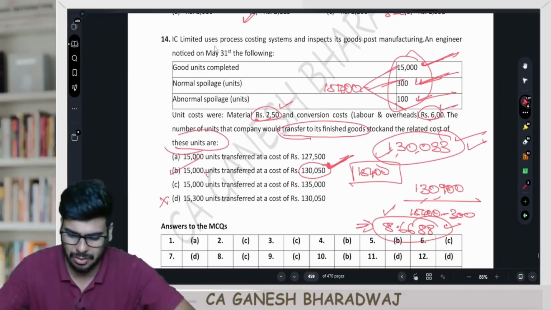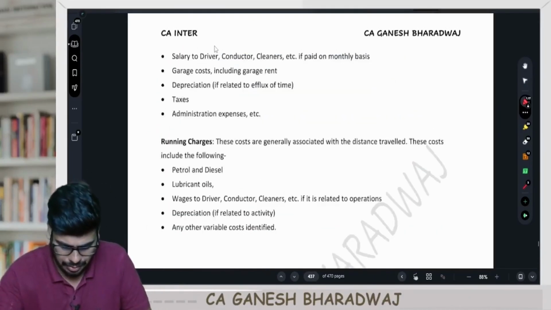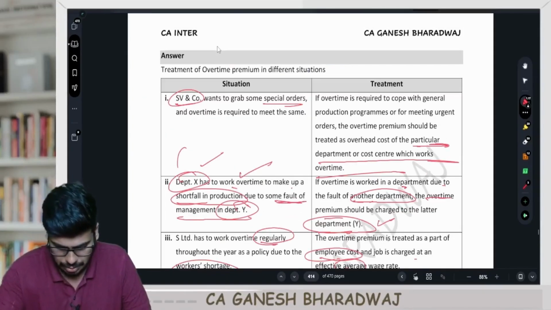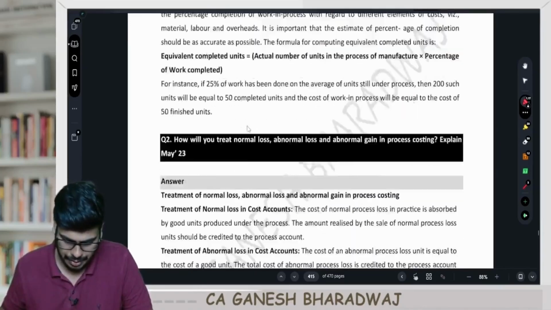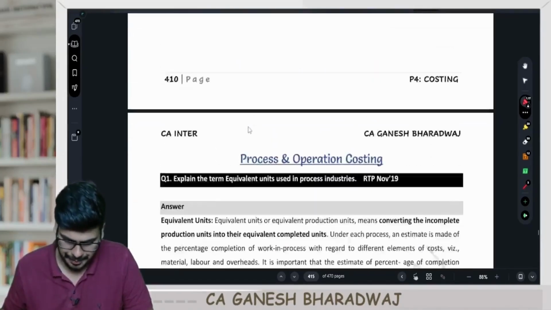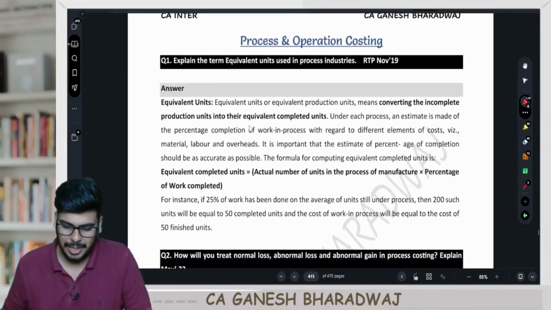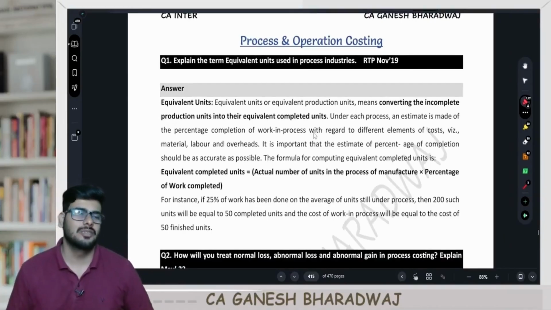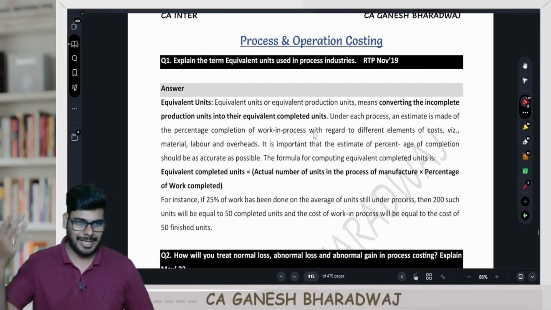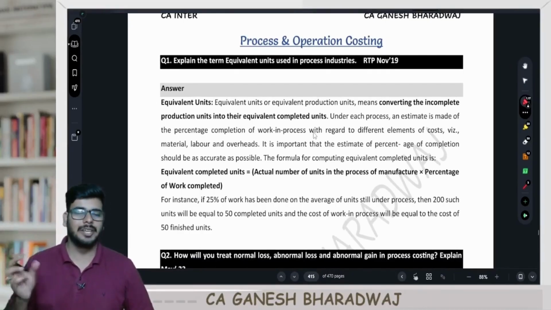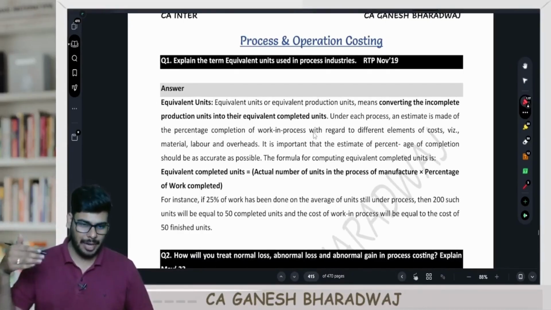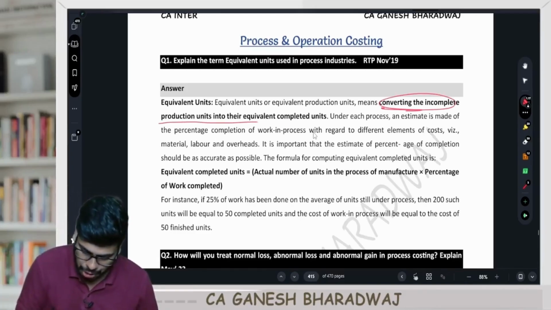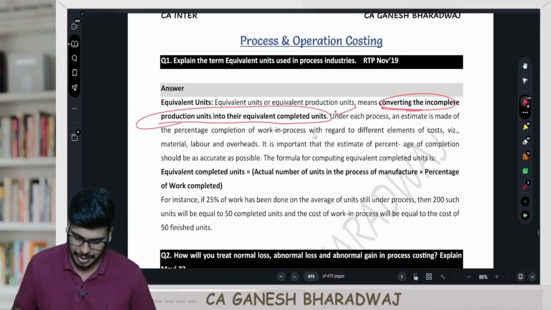Fine. So let's go and do some theory questions and finish it off. So what do you have here on the theory part? Not much. Okay. Look at this. Explain the term equivalent units used in process industries. So what do you mean by equivalent units? Basically, with different degrees of completion, you convert it into fully completed units. So converting the incomplete production units into their equivalent completed units. That is what they have done.